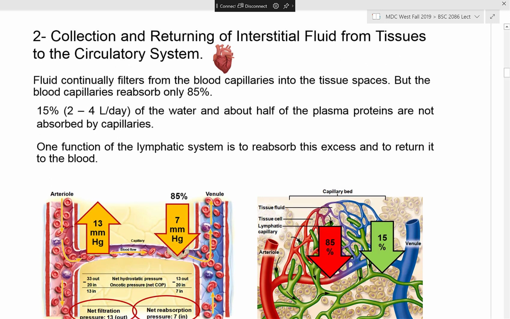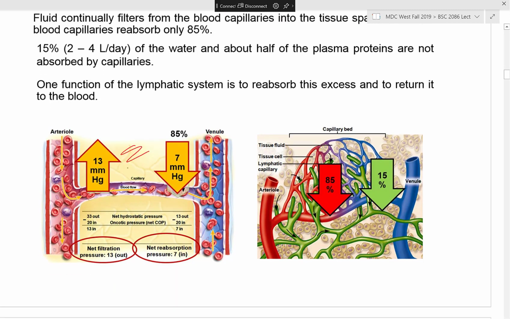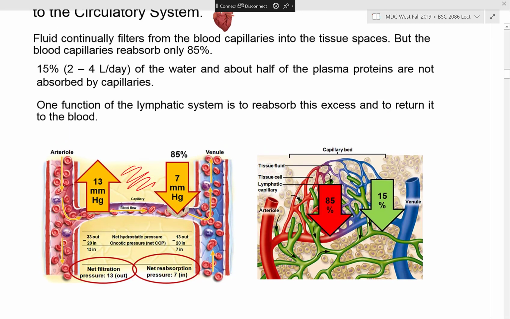So how do we collect it? We said that it is not only working as immunity, but also to collect. So what are you collecting? Well, you're collecting the interstitial fluid from the circulatory system that was left in your interstitium. So how much of that is actually collected? So the blood and the capillaries, right? Remember we talked about capillaries, hydrostatic and oncotic pressure. They are pretty efficient. They collect up to what? 85%. Now, only 15%, more or less, which is about 2 to 4 liters a day.